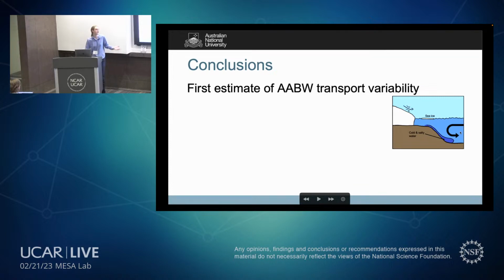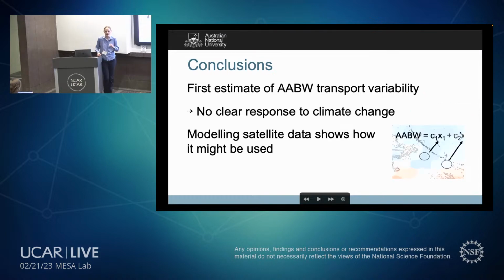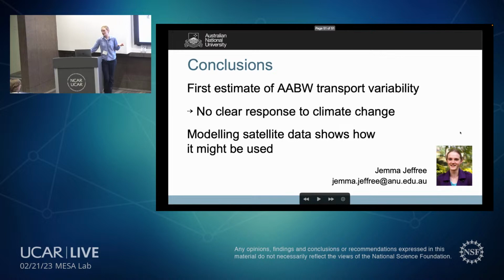And summing up, we got the first estimate of Antarctic bottom water transport variability and how it might be changing in response to climate change, but we don't actually get any answer for what it is doing in response to climate change. And if you're trying to emulate any observations, it's important to include the uncertainty, the coarse resolution, and the actual characteristics of those observations rather than being as close as possible in perfect model world. And you can use models to work out how those observations might be used. And I'm happy to take questions now or by email.